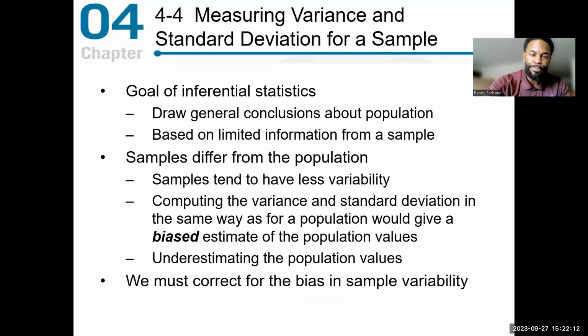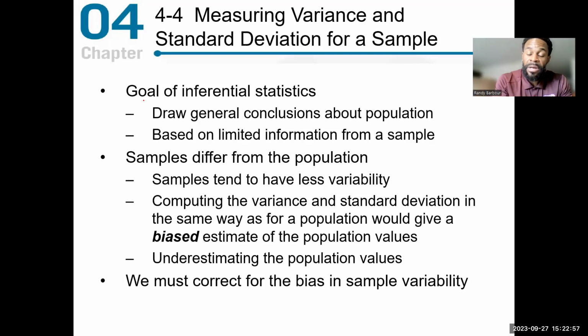All right. So the reason, and I talked about it before, the reason we use a sample, especially finding a standard deviation for a sample of data, is really to draw inferences about a population. So this first bullet says the goal of inferential statistics is to draw general conclusions about a population. We have very, very limited information from a sample. And so we use that limited information to then draw those conclusions. Because more often than not, we're not going to have an opportunity to really draw all the information from an overall population, right? The sample will differ slightly from the population.